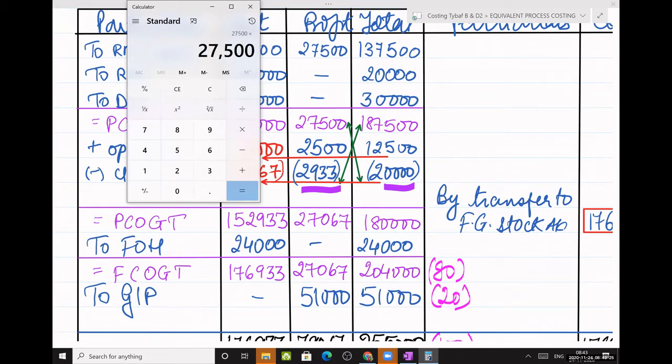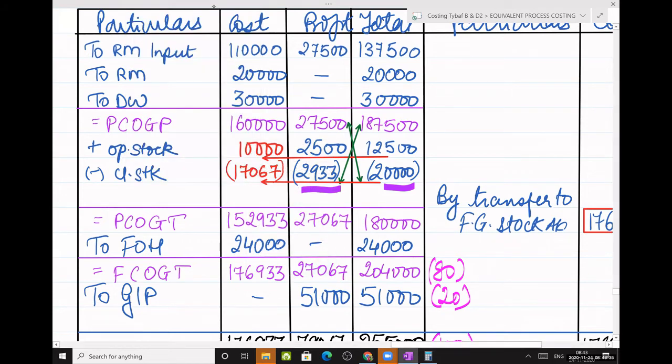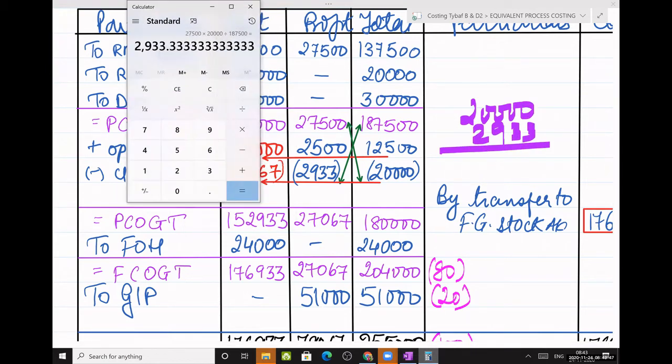87,500 into 20,000 divided by 1,87,500. See, 2,933 is the profit element in my closing stock. Same logic: 20,000 into 2,933 is the profit element. So the difference after minus 20,000, that is 17,067, is my cost.